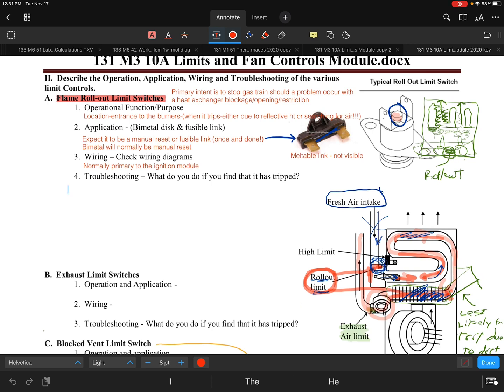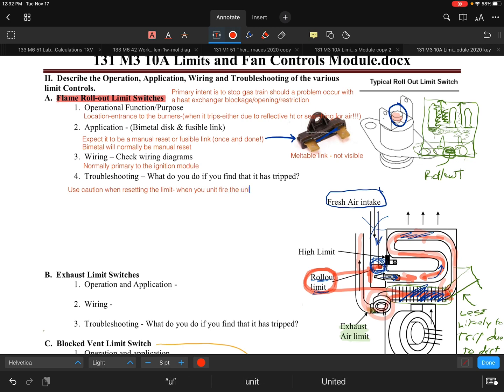So let's get into the next area. Let's talk some troubleshooting. What do you do if you find one of these has tripped? I would say the first thing is to use caution. This is a serious problem on there. So use caution when you're resetting the limit on this one.